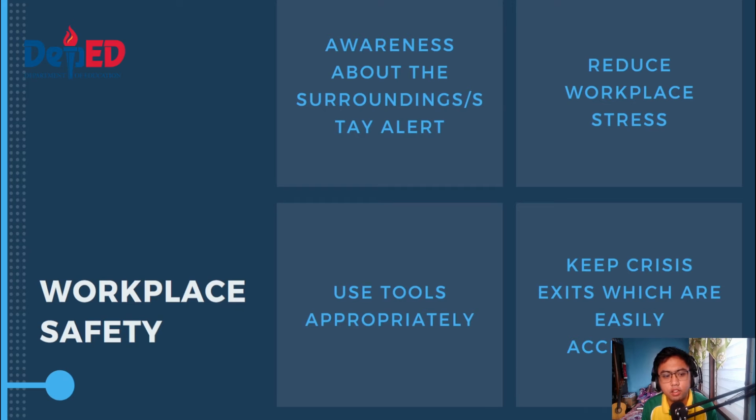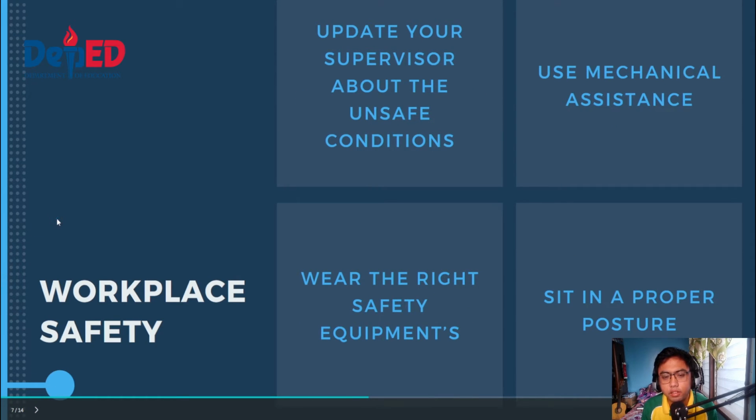Keep crisis exits easily accessible. These are your fire exits. Make sure that they are well lit and there's a sign saying exit, so that everyone could see where they could go in case of emergencies. Update your supervisor about unsafe conditions. Let's say you're new to the company and you saw water dripping on a computer table from the ceiling. It means there's a leak in the ceiling. Please make sure that your supervisor is informed about that, because water and electricity is not a good combination. You all know that. Or if it's always slippery in your workplace, inform your supervisor so that they could do something about it.